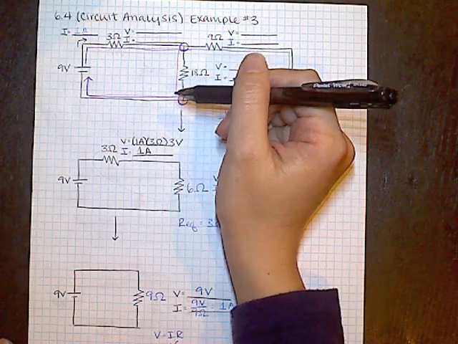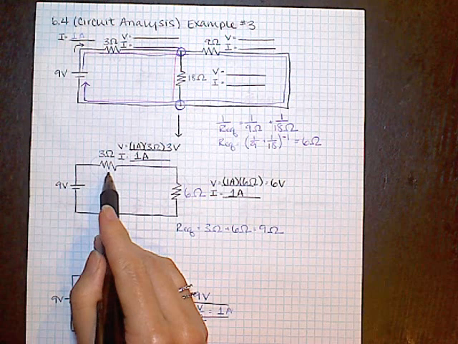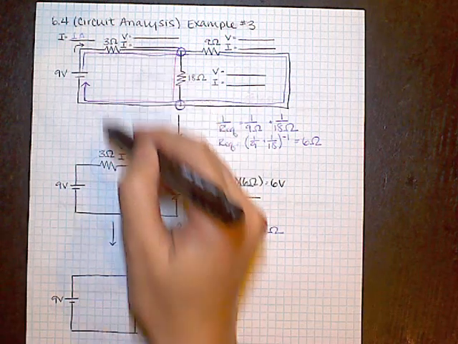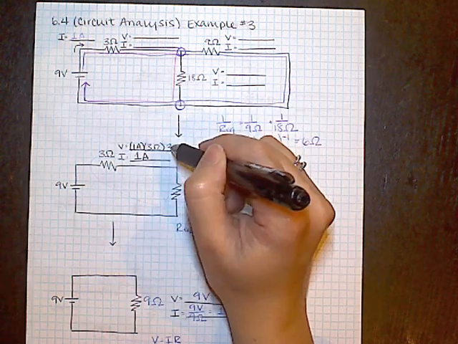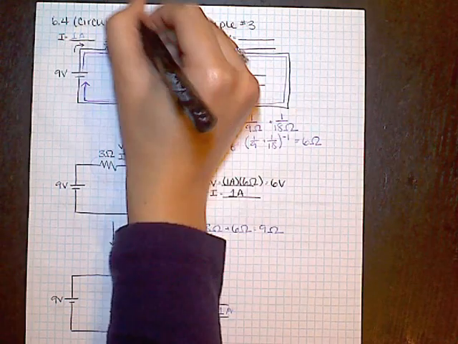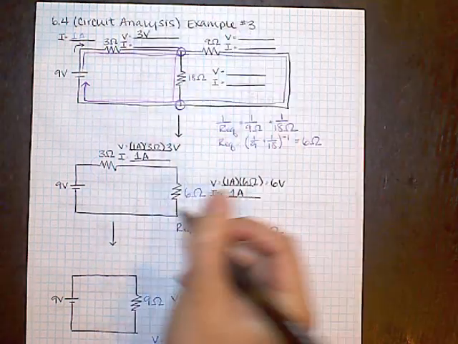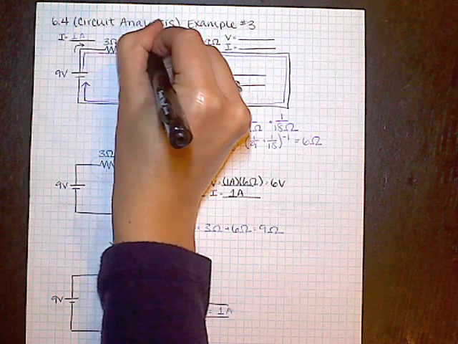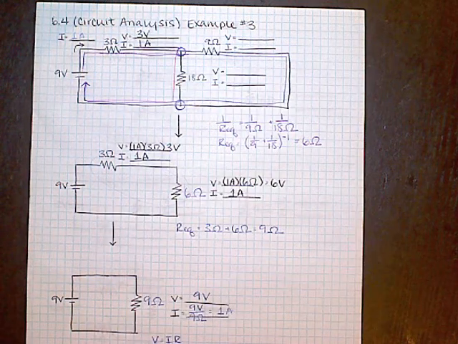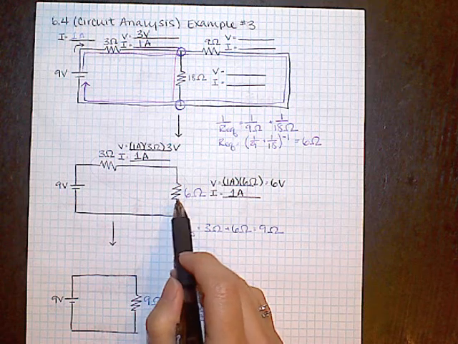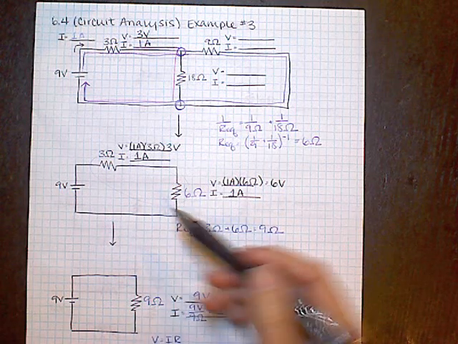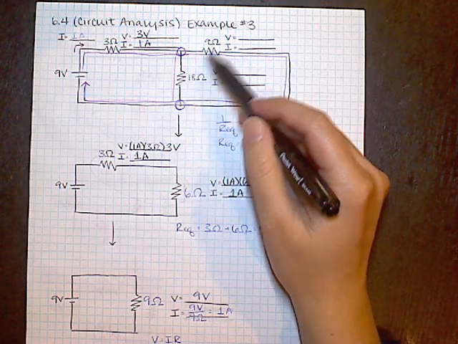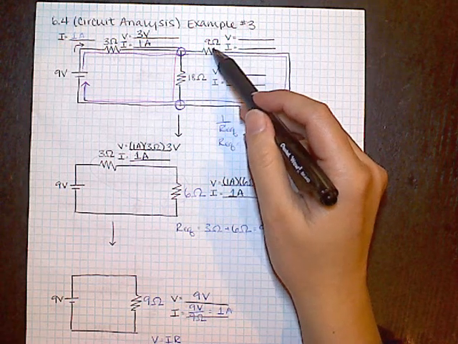Now I can go back one more step to the beginning. This 3 ohm resistor doesn't change from this point to this point, so I can just copy these values straight up to the original circuit. So 3 volts for the voltage drop across the 3 ohm resistor, and a current of 1 ampere will flow through it. But this 6 ohm resistor is getting split into an 18 ohm resistor and a 9 ohm resistor that are in parallel with each other.